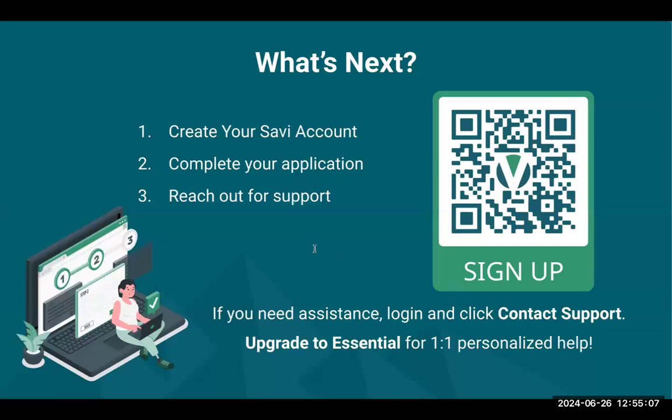Do I have to print out the form and send it to my employer? And where can I get that? If you use Savi, you do not have to worry about printing out that form or getting it completed by yourself. In your Savi account, we will create the form for you, send it to your employer to be signed, and submit it so that you don't have to worry about printing it out, faxing it, any of that. We will take care of all of that for you.